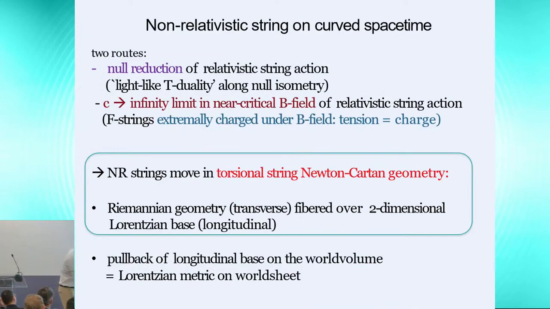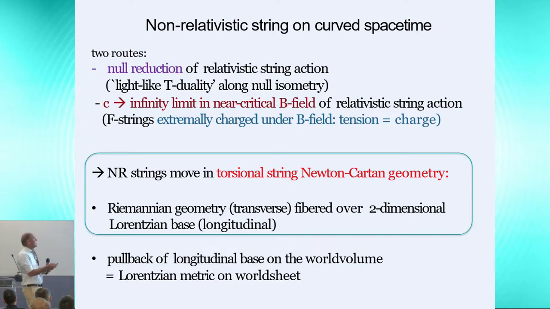There are actually various techniques, but I think the simplest phrase, you can just think about how you did it for the particle. You can either do a null reduction of a relativistic string. Essentially, it has some elements of doing a light-like T-duality along a null isometry. Or you can actually stay in the same dimension, so you do not do a reduction, but do a large speed of light limit. And what you find is the correct geometry that non-relativistic strings move in.